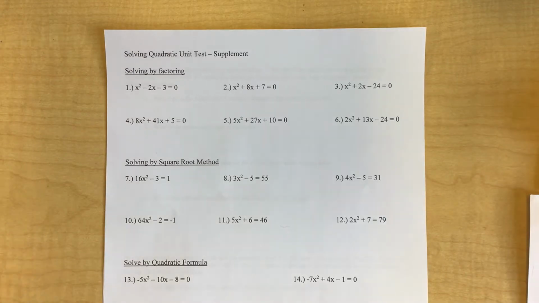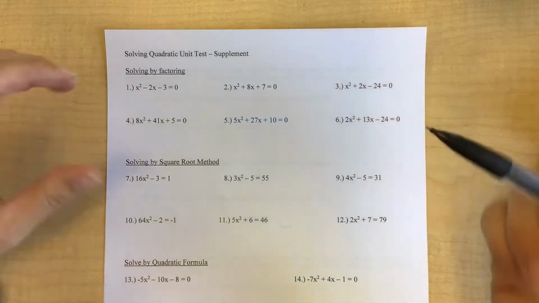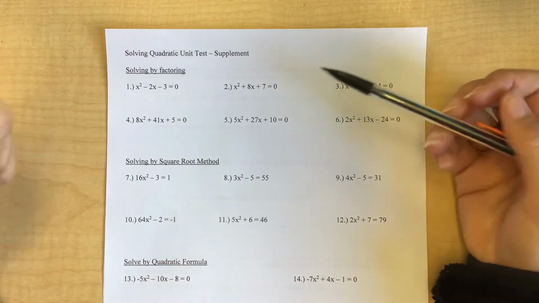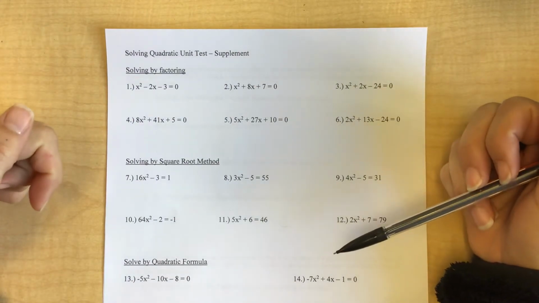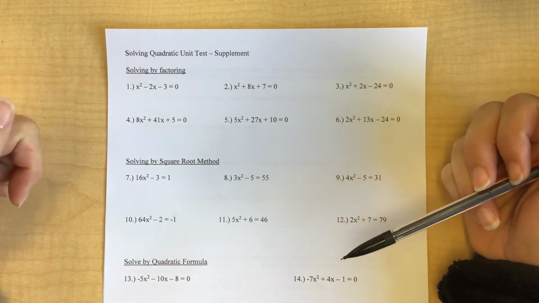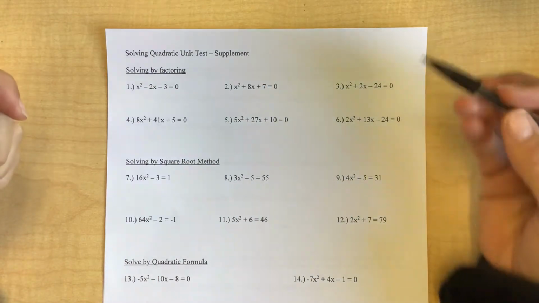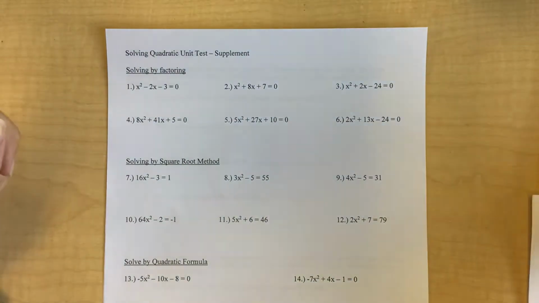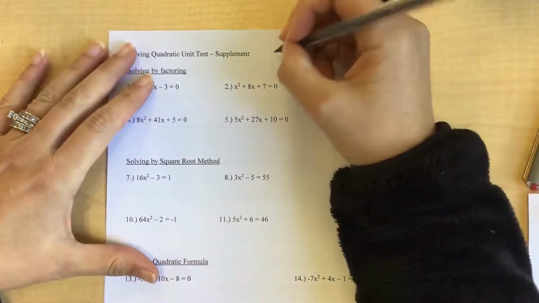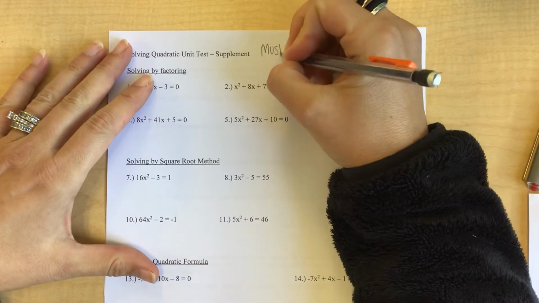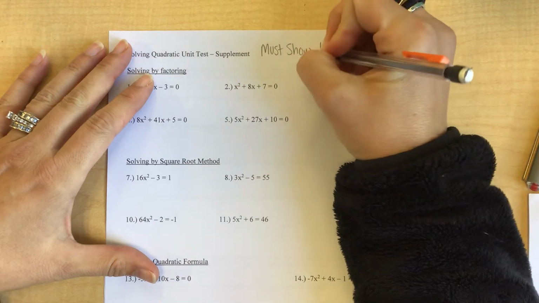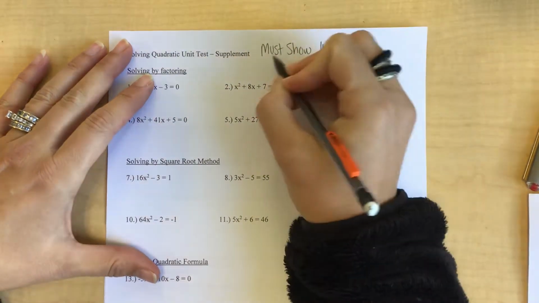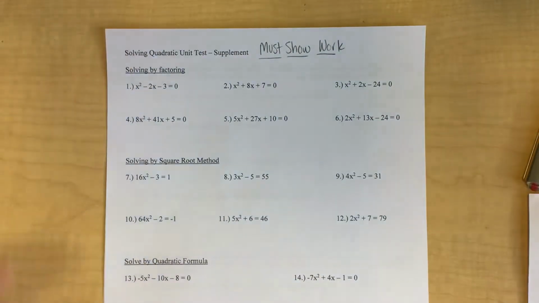Alright guys, okay, so this is going over for those that did not do so well on the quadratic unit test. So I'm going to go over each style of question on here, and then you are going to be responsible for doing the other, and you can earn some credit back onto your test. You must show all work, okay? I cannot emphasize that enough. Must show work, okay? You have to in order to get your credit.